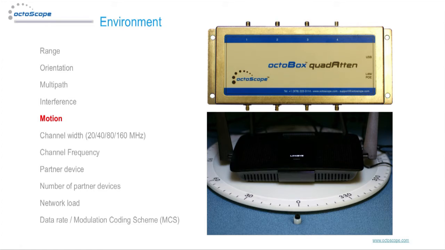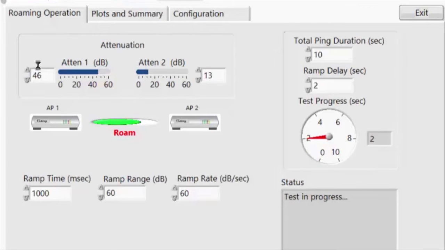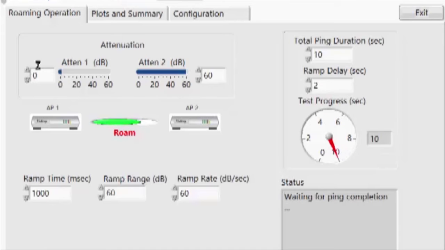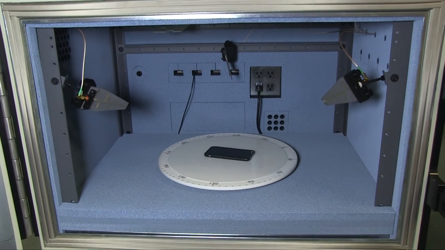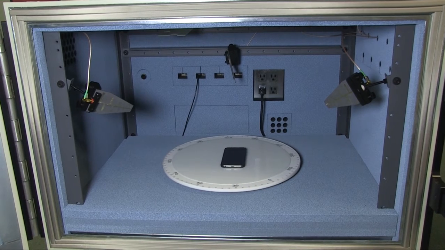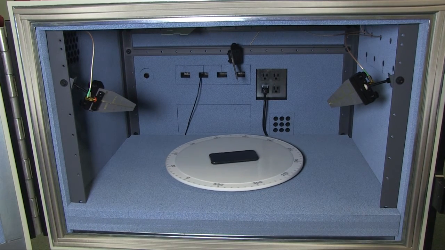The next environmental variable that impacts wireless performance is motion. Motion triggers roaming and data rate adaptation, and thus directly impacts all performance and behavior metrics of a device or system under test. Motion can be emulated by ramping the Quad 10 programmable attenuator to precisely emulate signal loss versus time. The ramping rate can be accurately controlled to emulate velocity of motion. Motion can also be emulated by rotating the device on a turntable at a programmable RPM speed to emulate Doppler.